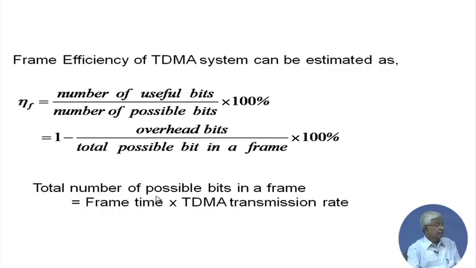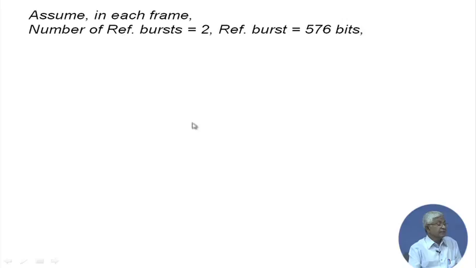The total number of possible bits in a frame is the frame time multiplied by the TDMA transmission rate. So if the total frame time is known and the TDMA transmission rate is known, then you can find the total number of possible bits, that is the denominator. Let us take some quick examples so that we understand the meaning of each of them.